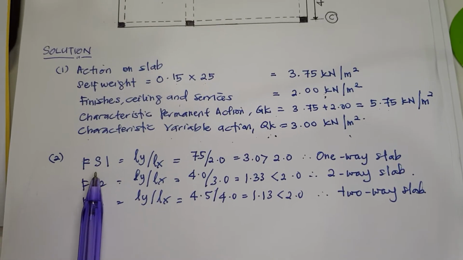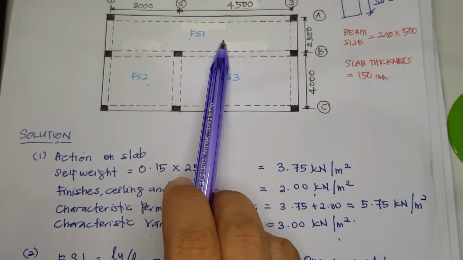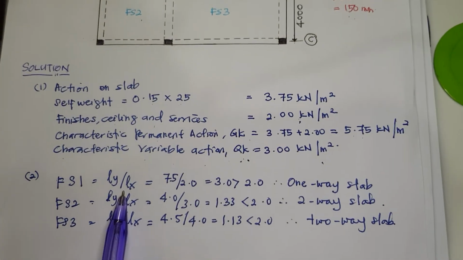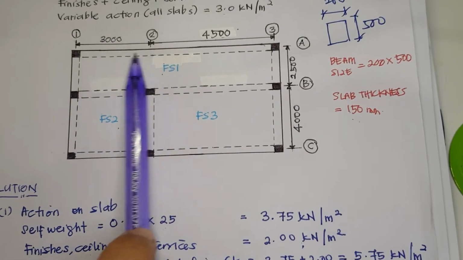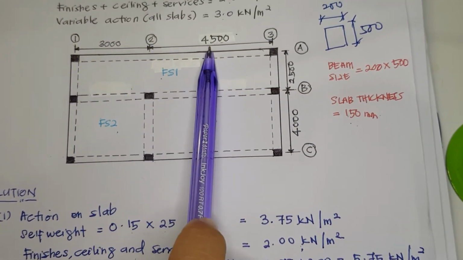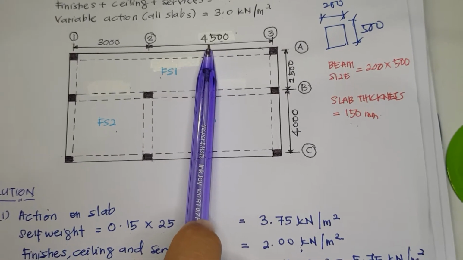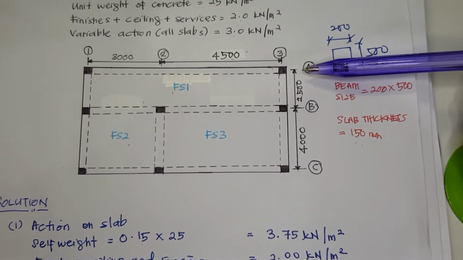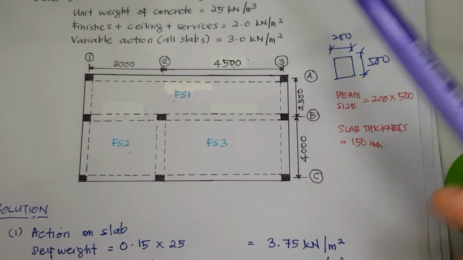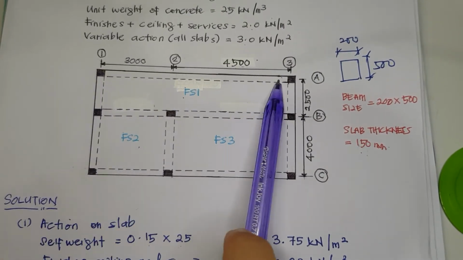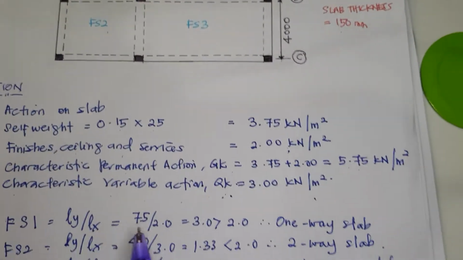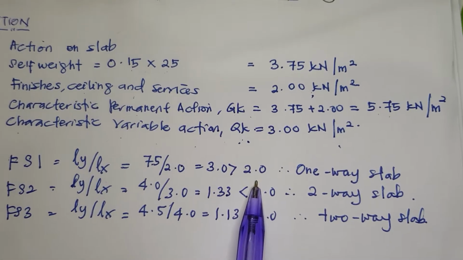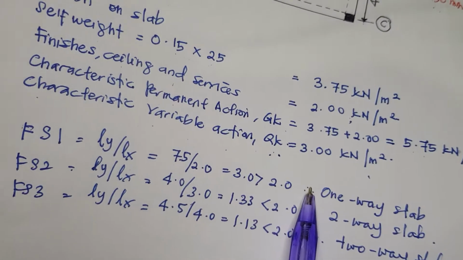The first floor. This is the first slab, FS1. FS1, Ly divided by Lx. FS1, 3 plus 4.5 is 7.5 meter. Meanwhile, this side is 2.5 meter. So meaning here is Lx and here is Ly for slab FS1. So 7.5 divided by 2.5 is equal to 3, which is more than 2. This slab is one-way slab.